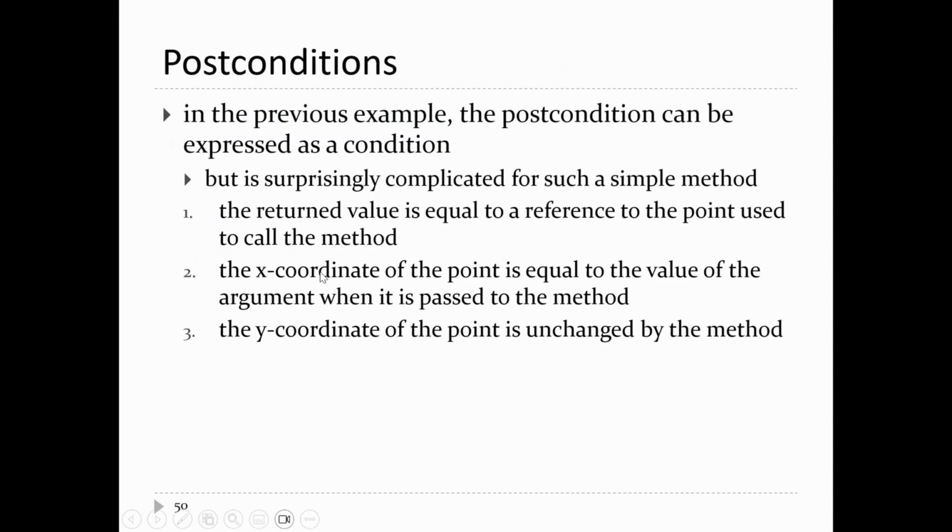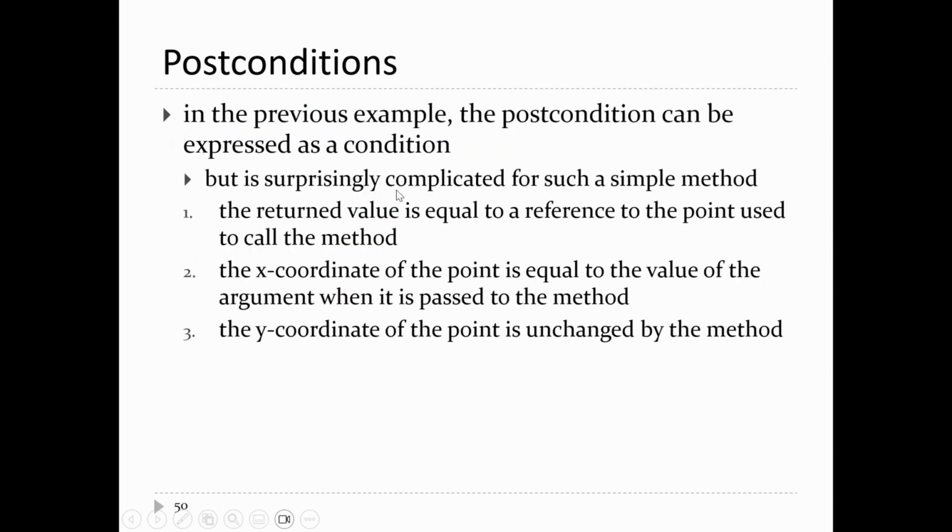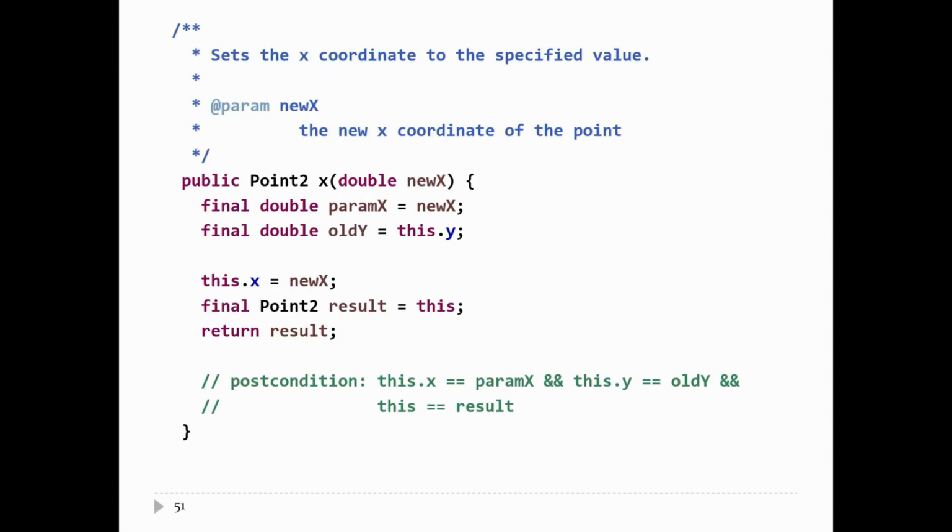So the postcondition for that method is: the x coordinate of the point after the method returns is equal to the value of the argument that was passed to the method. In other words, the x coordinate of the point is equal to new x, for the value of new x that was actually passed to the method. The y coordinate of the point is unchanged by the method. And of course there's the return value, which is equal to a reference to the point that was used to call the method.